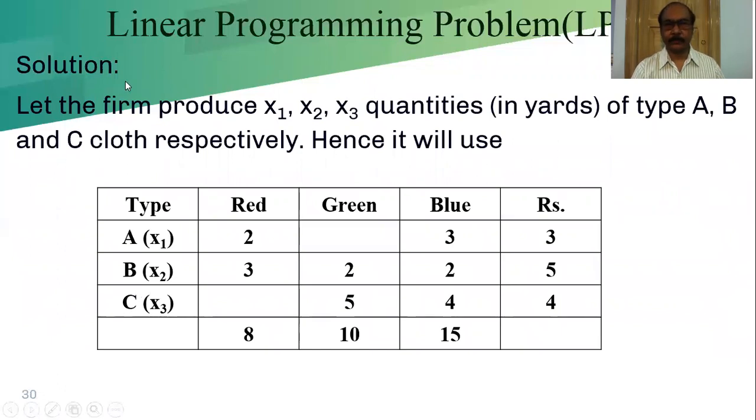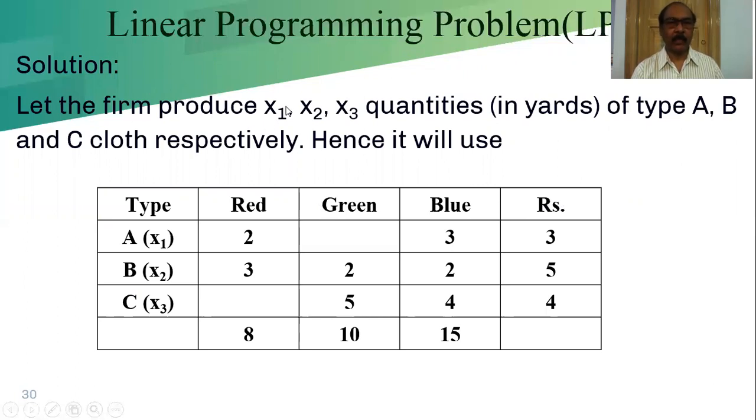Solution. So there are 3 types of cloth and 3 types of wool required. We try to represent that in a table, and it will be easy for us to formulate the problem if we write the data in tabular form.